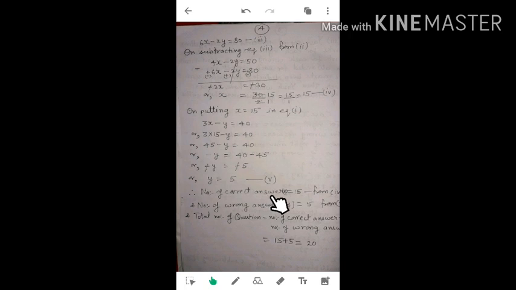Therefore, the number of correct answers is x, it is 15, from the fourth equation. And the number of wrong answers is y, it is 5, from the fifth. And the total number of questions is the number of correct answers plus the number of wrong answers. That is 15 plus 5, which is equal to 20.